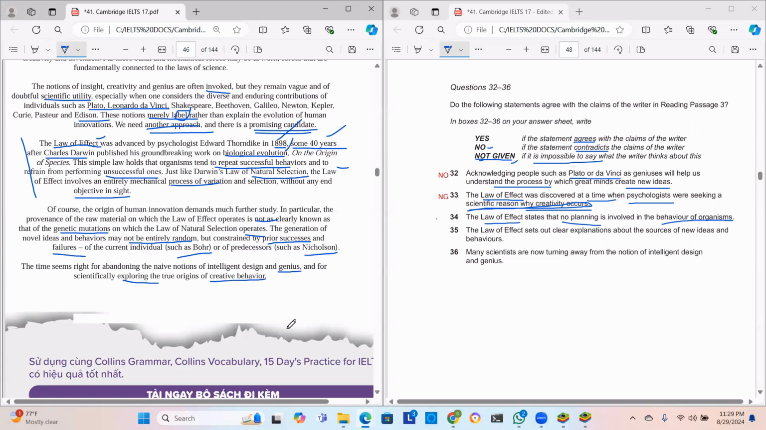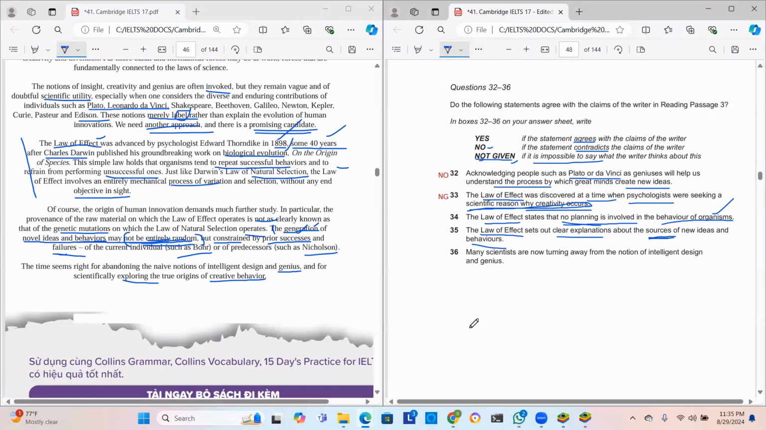Okay. So, what is the question, guys? The law of effect states that no planning is involved in the behavior of organisms. So, this is the keyword: no planning is involved. Of course, the origin of human innovation demands much further study. So, coming to 34, the law of effect states that no planning is involved in the behavior of organisms, right?